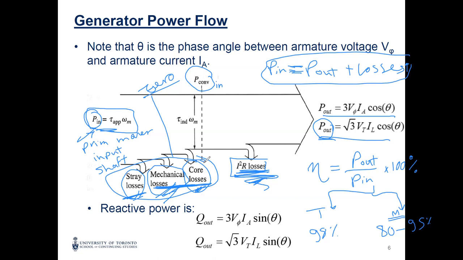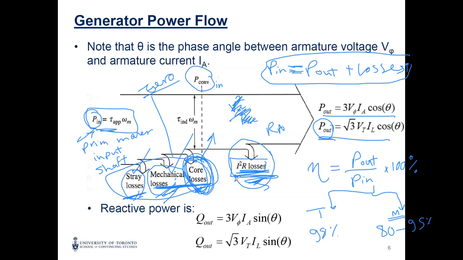Here, opposite to the transformer, the core losses we do not calculate, we don't have an equation. If you remember, in the transformer we said V no-load squared over the R of the core. But here we don't have any equation. The only one you can calculate is this one, if RA is given. Mechanical losses, you get as a number. If not, then it's zero, similar to the stray losses.